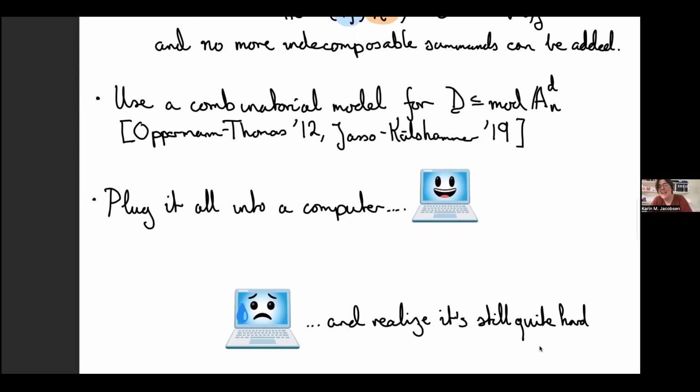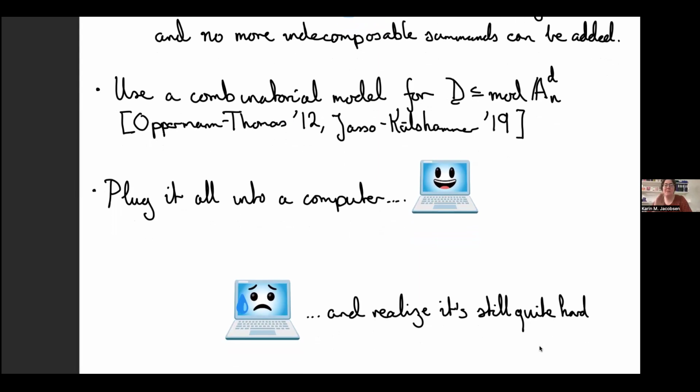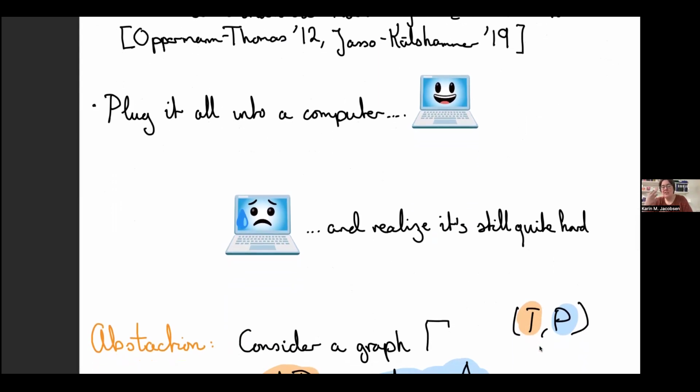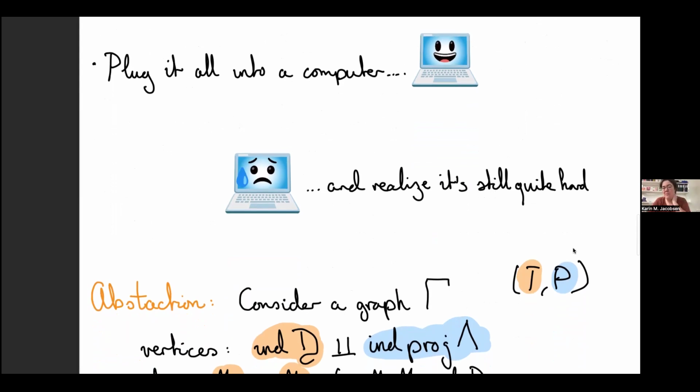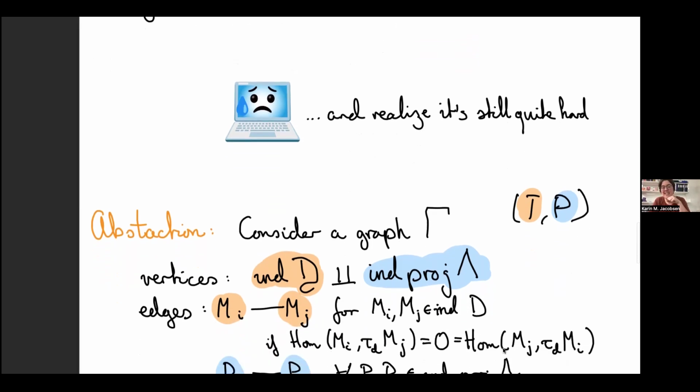And this is where the NP-completeness comes into the problem, because to understand how to compute this in an efficient way, we need to abstract a little bit. We consider a graph, and remember, we are looking for maximal tau rigid pairs. This graph consists of everything that could go into the first part of the pair, into the tau d rigid part. And then I put an extra copy of all the indecomposables in D. And then I put an extra copy of the projectives to represent the things that can go into the P part. And then I add edges.